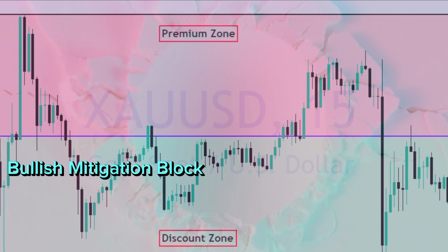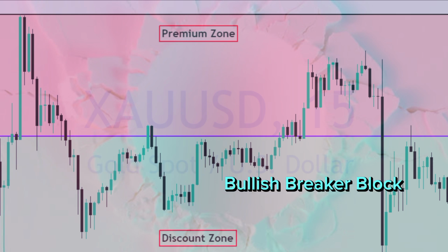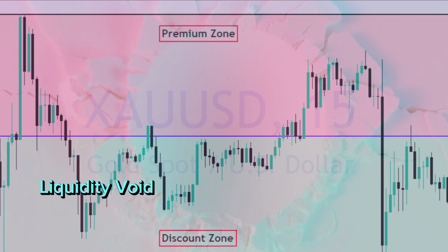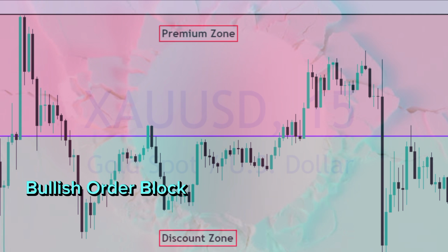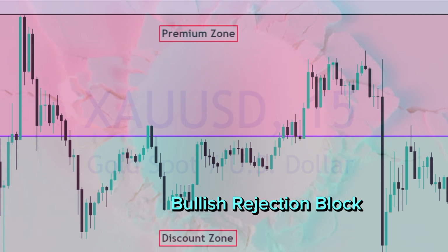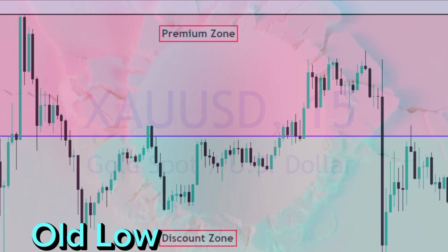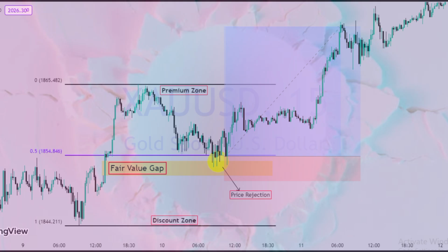1. Bullish mitigation block. 2. Bullish breaker block. 3. Liquidity void. 4. Fair value gap. 5. Bullish order block. 6. Bullish rejection block. 7. Old low. You have to look for these tools in the discount zone.